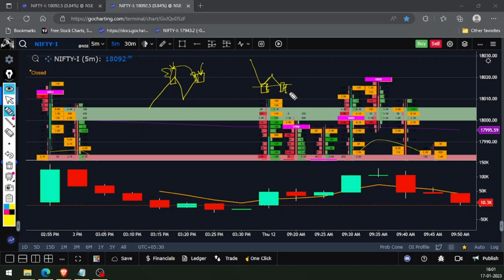But right, so if the number was increasing, then the market will go like this. If the number was decreasing, then you can consider this could be the breakout of this trend, right? So this is about passive buyers or sellers. There is one more thing I would like to tell you.